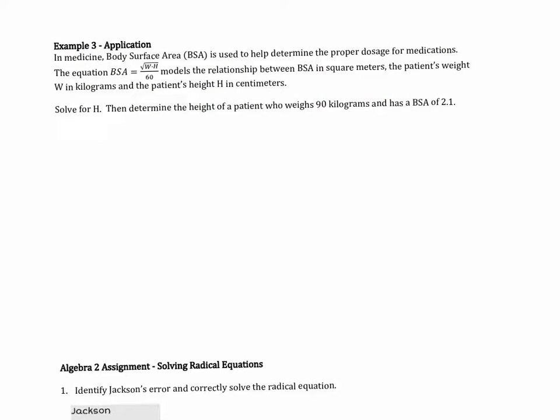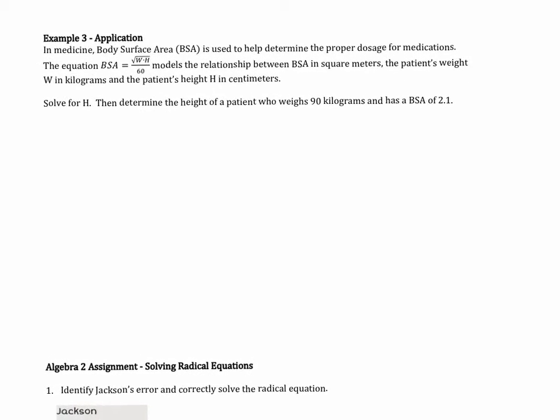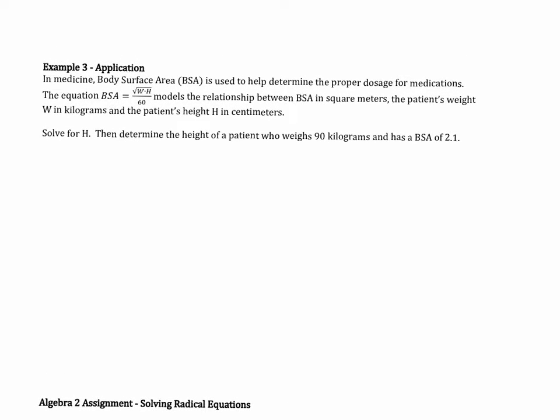The last example is an application problem. And it says, I'm just going to straighten this out a little bit. It says, in medicine, the body surface area is used to help determine the proper dosage of medications. And they give you a radical equation that models the relationship between the body surface area, a patient's weight, and the patient's height. So here's your radical equation. They want us to solve for h, so write the equation in terms of h, and then find the height of a patient who weighs 90 kilograms and has a BSA of 2.1.